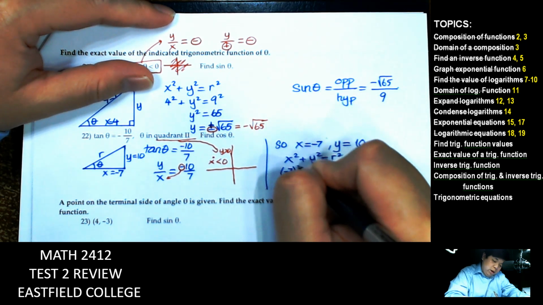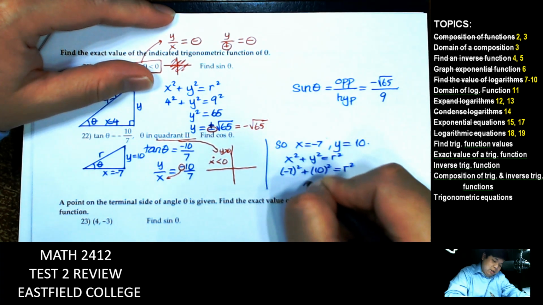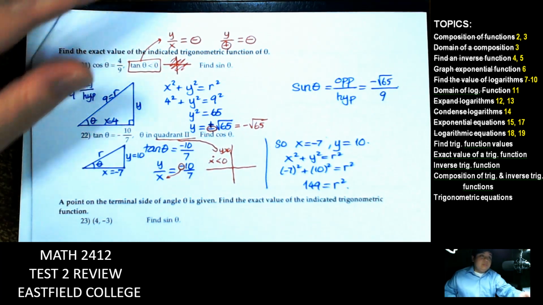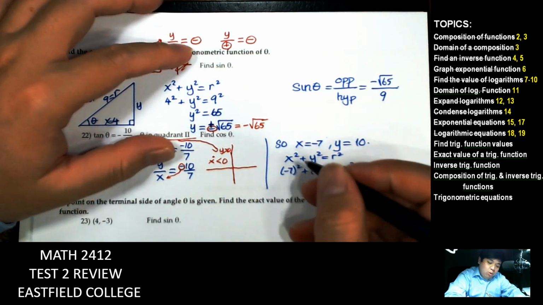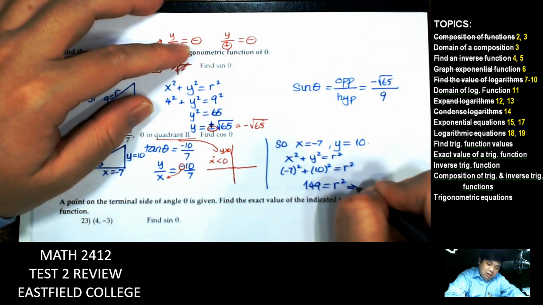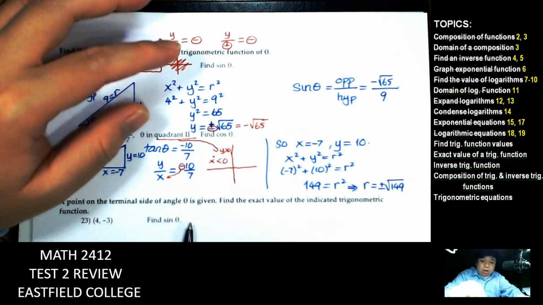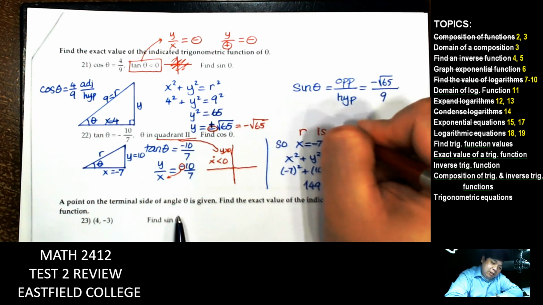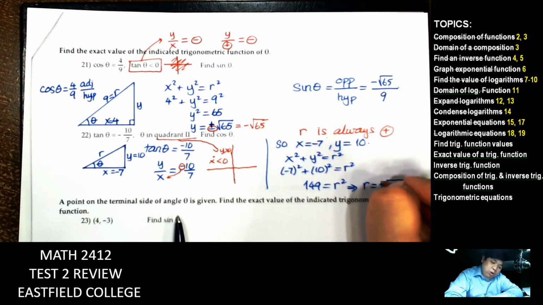Negative 7 squared plus 10 squared equals r squared. That is 149. And then we'll take the square root on both sides. So r equals plus or minus square root of 149. The good thing about r is it is always positive, so we're going to choose positive.